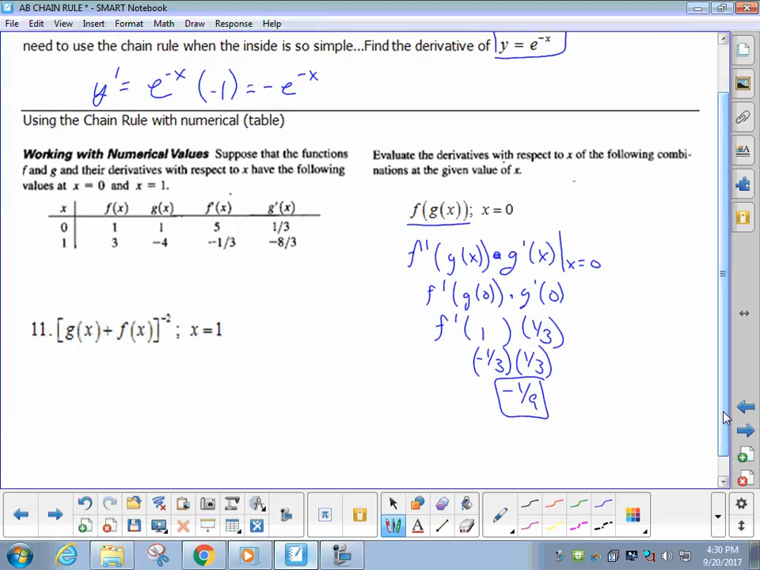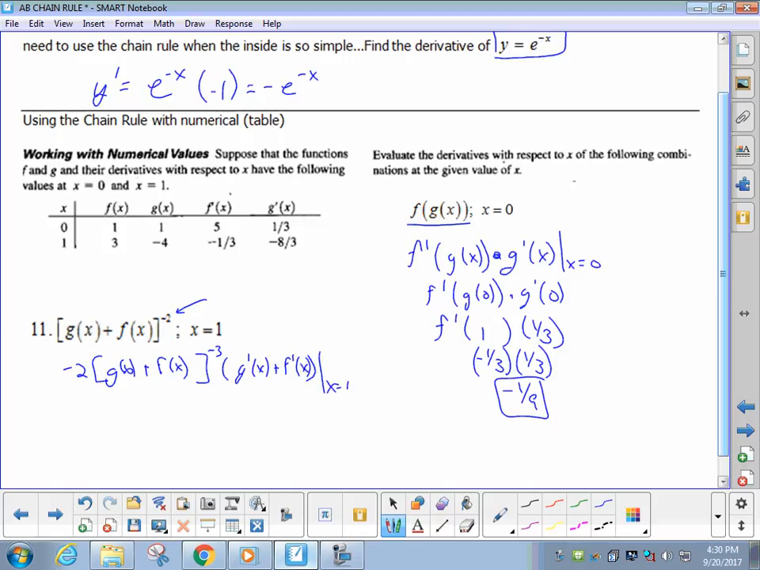If I use the chain rule on this, then the outside is to the negative second. So when I take the derivative of the outside, negative 2 comes down, and I drop the power by 1, now to the negative 3. The inside stays the same, g of x plus f of x. Then I multiply by the derivative of the inside. Derivative of g is just g prime. Derivative of f is f prime.